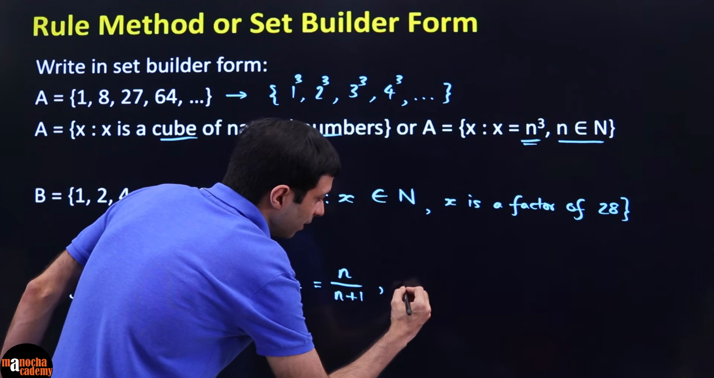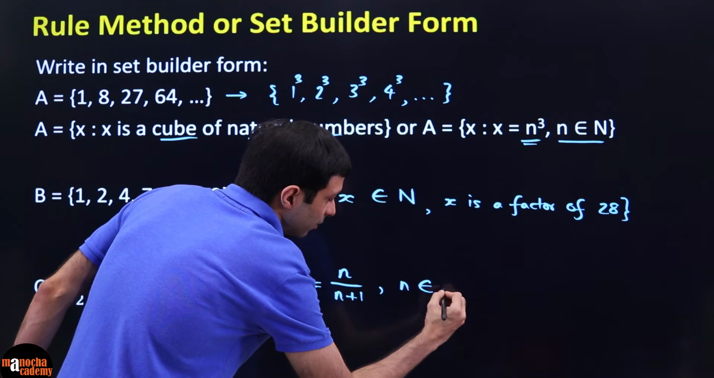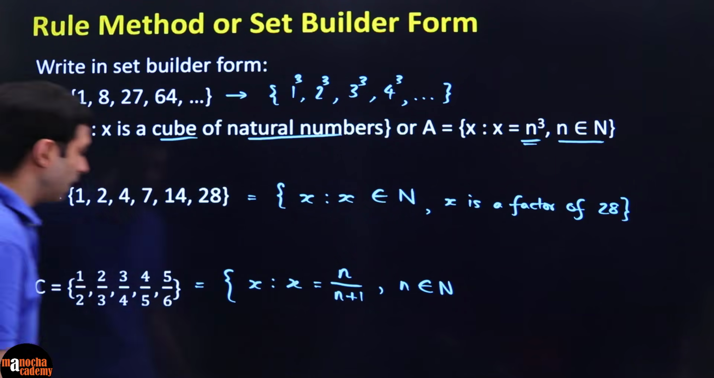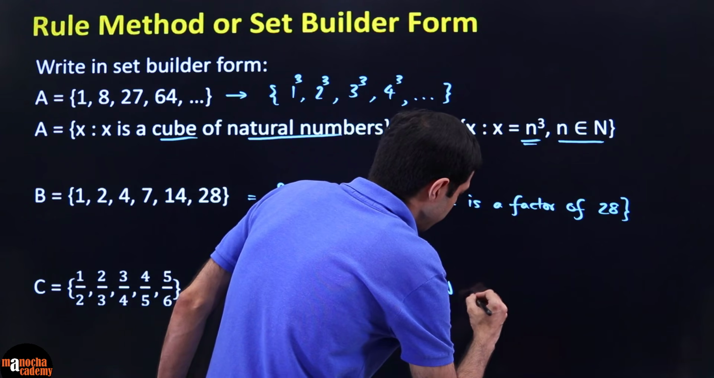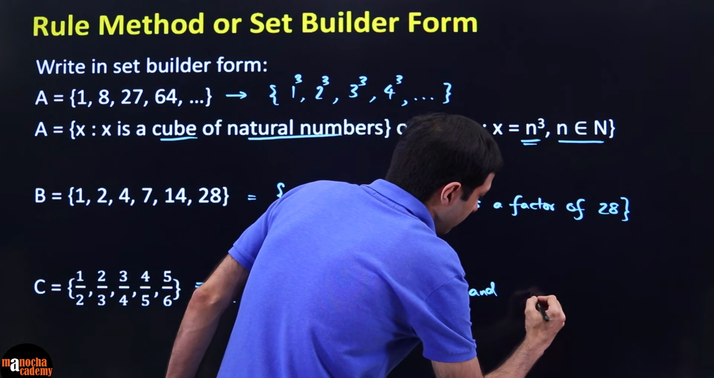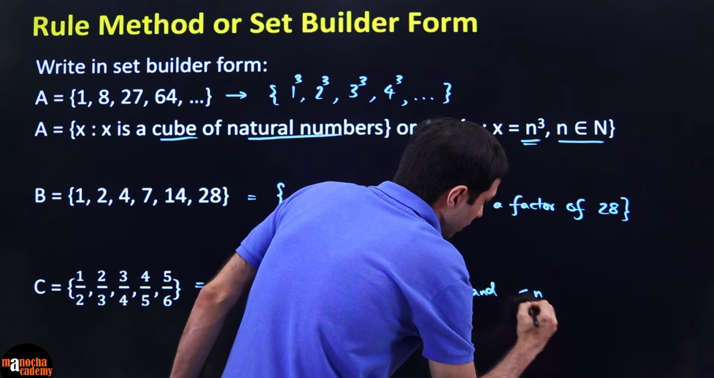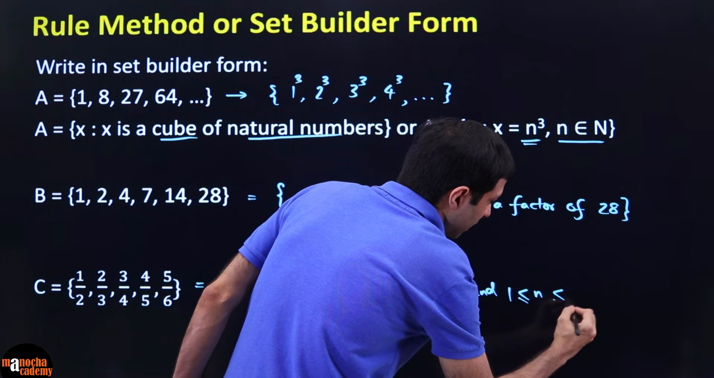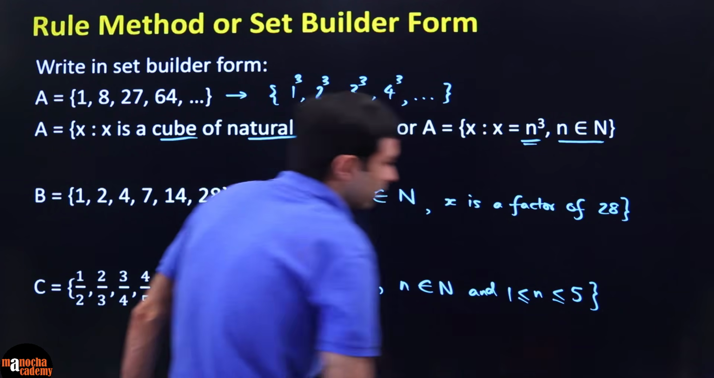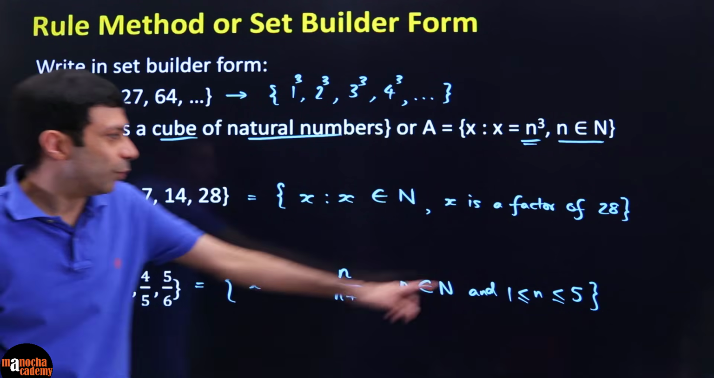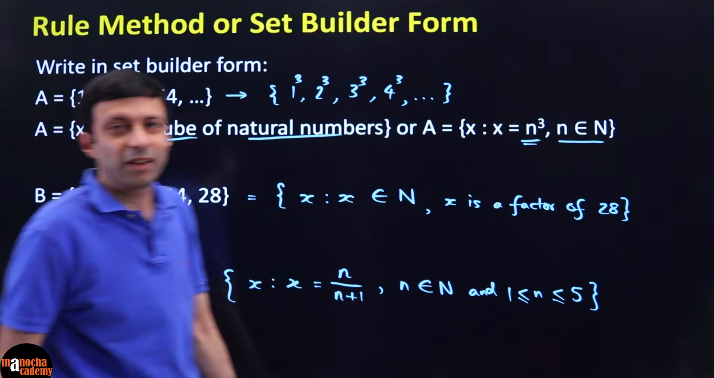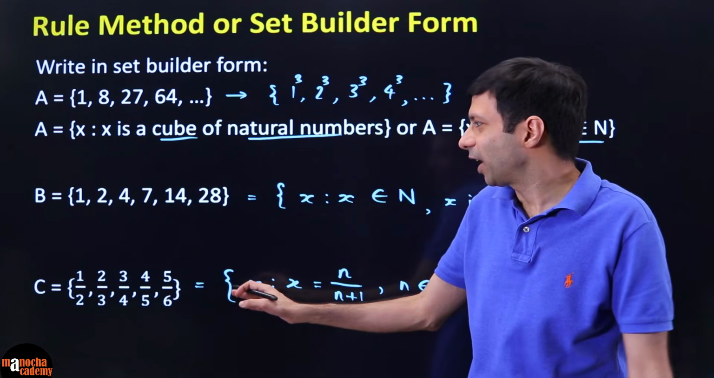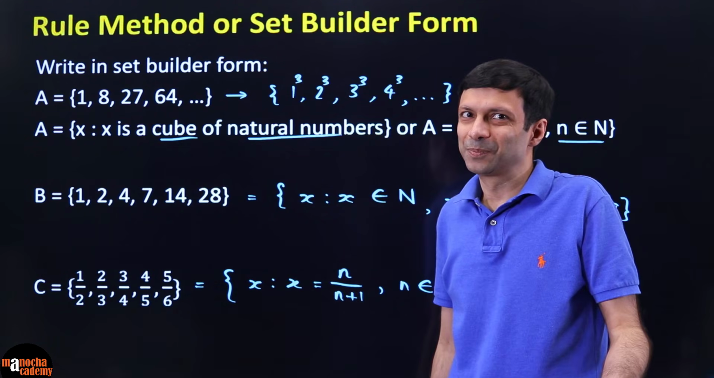And what is n? N belongs to natural numbers, and you can see it is going from 1 to 5. So we should give the range here, and n greater than equal to 1, less than equal to 5. There you go, we are done. You put the numbers between 1 to 5 in this magic formula, n by n plus 1, and you will get all these 5 elements of the set C.